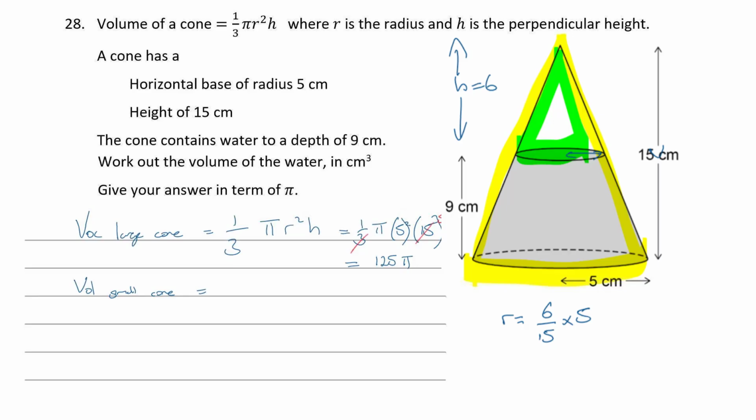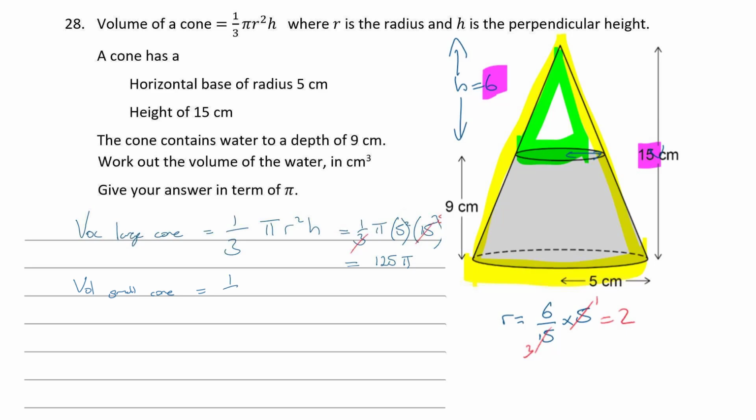Now 6 being the height of the small cone and 15 being the height of the larger cone. That's where the 6/15 comes from, and 5 is the radius of the larger cone. So our smaller cone has a radius of 6/15 of 5. So dividing that out, divide that 5 into that 15 gives me 3 and 1. 6 divided by 3 is 2. 2 times 1 is 2. So the radius of the small cone then is going to be 2.